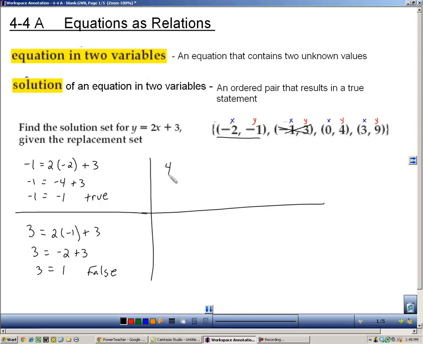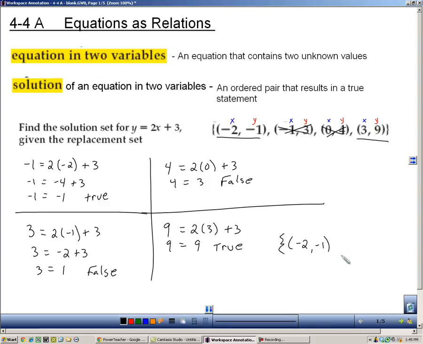Plug a 4 in for the y and a 0 in for the x. 2 times 0 is 0, and 0 plus 3 is 3. That is a false statement. So that ordered pair does not work. And the last one to try, 9 goes in for the y, 3 goes in for the x. 2 times 3 is 6, plus 3 is 9, and 9 does equal 9. So that makes it true, so that one is a solution. The way we write the solution set is we use squiggly brackets, and we list both ordered pairs. So -2, -1 works, and 3, 9 also works.